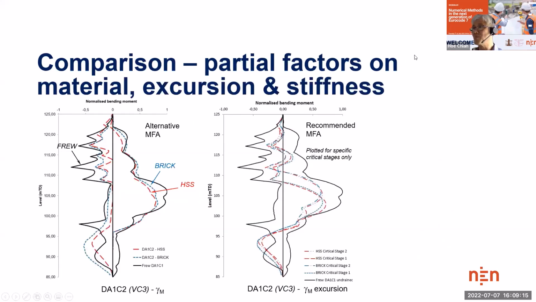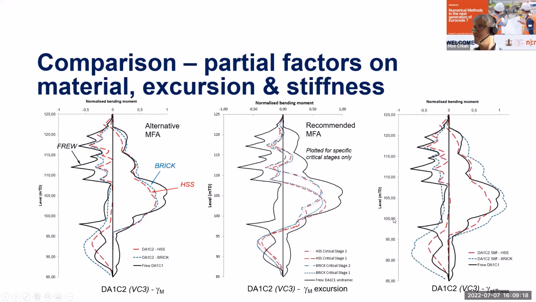The last bit is this. There's another part of it, which is when I mentioned factoring strength, you can also factor down the stiffness. When you look at the effects of factoring down the stiffness, brick is giving us a more critical soil design than hardening soil models. You need to be careful when you factor down the strength. You might be factoring down the stiffness, and all that has got to be carefully considered.